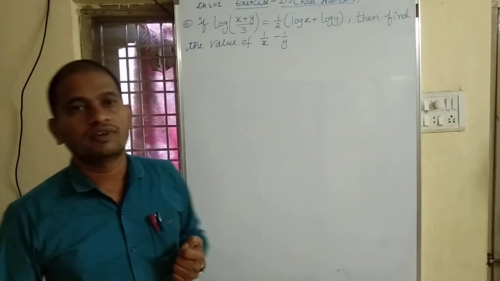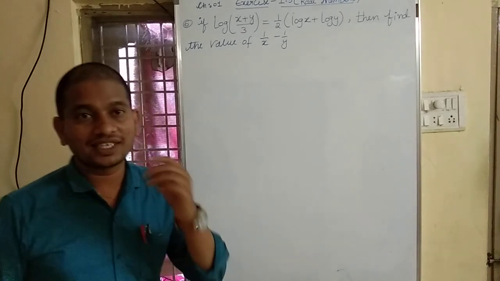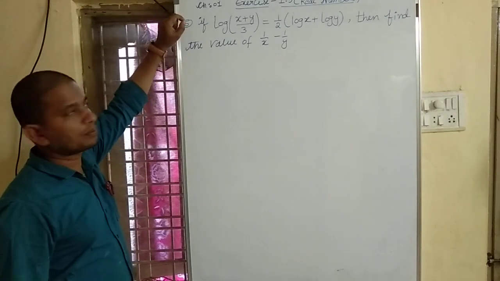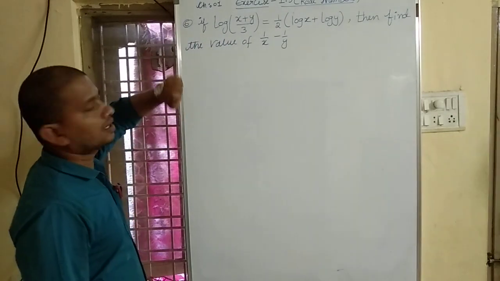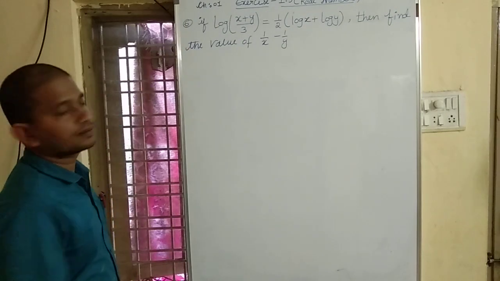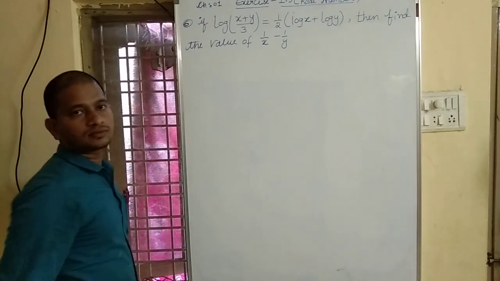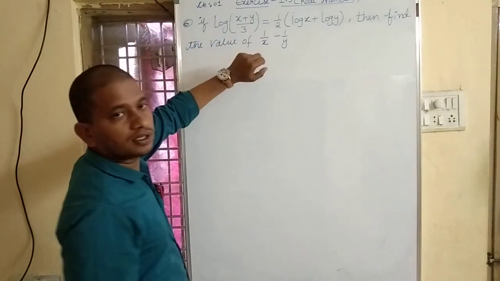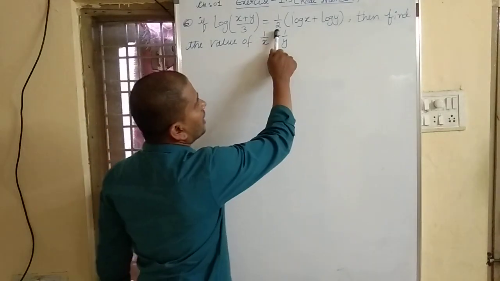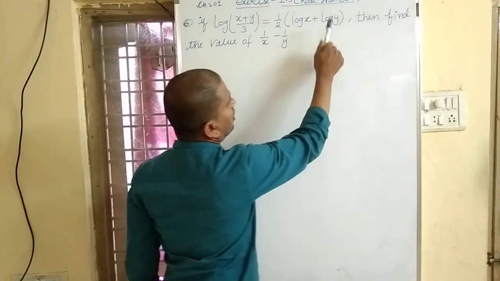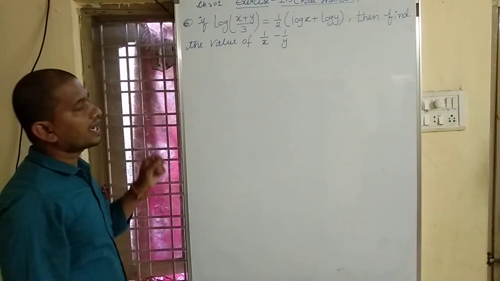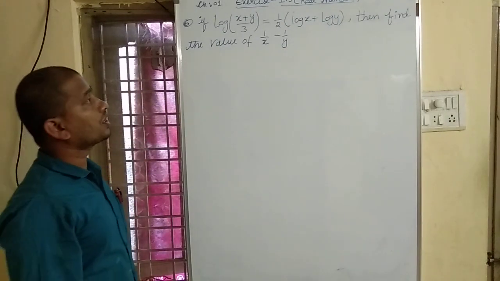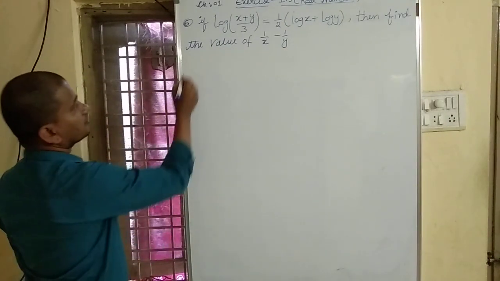Hello everyone, welcome to today's session. In today's session we will discuss exercise 1.5 of chapter number 1, that is real numbers. Question number 6: if log of (x plus y) by 3 is equal to 1 by 2 into (log x plus log y), then find the value of x by y plus y by x, which is an important question. What is given?